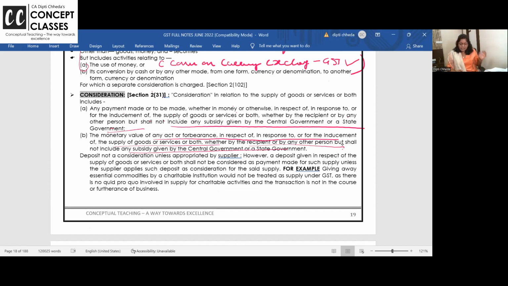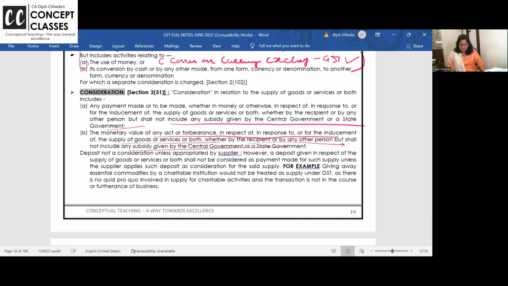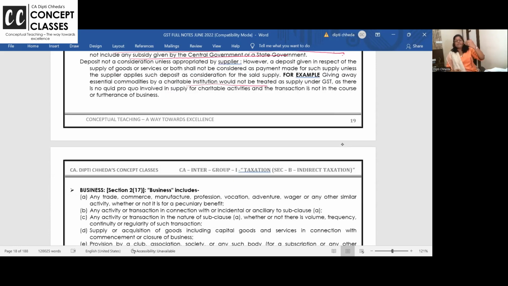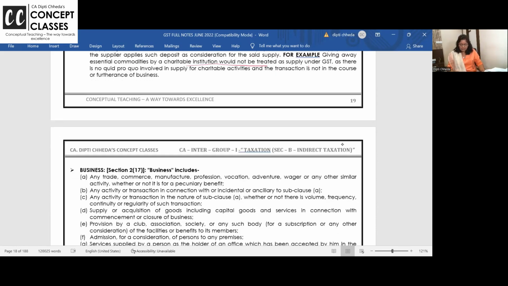So consideration is any payment made or monetary value made or any way either directly from the recipient or the third person. But subsidy received from central government is never a part of the consideration. ठीक है? Right. An example I am giving here, that charitable institute, you are giving some donations and all, then they are not giving you in return any money terms or anything, nothing they are giving actually. So it is not a consideration.